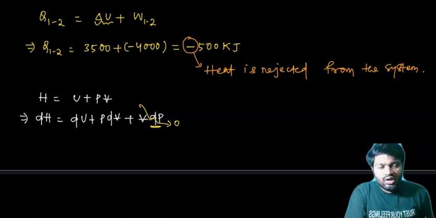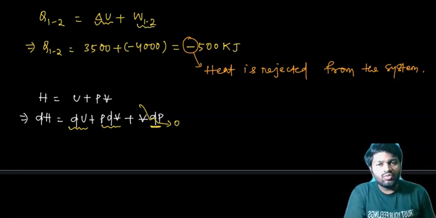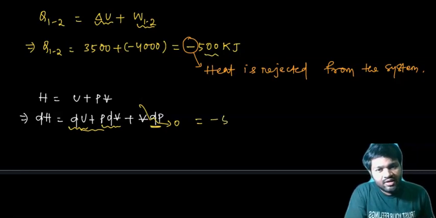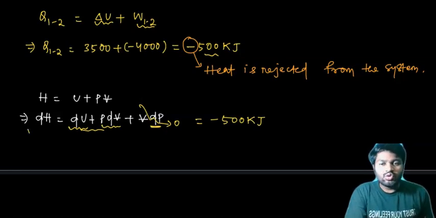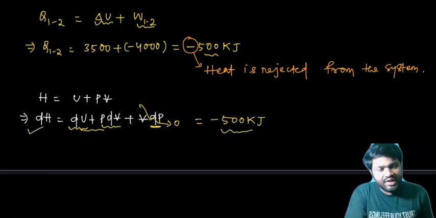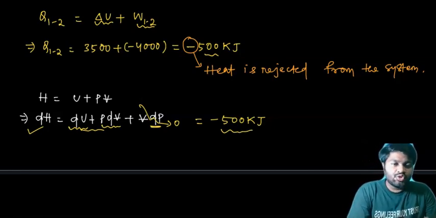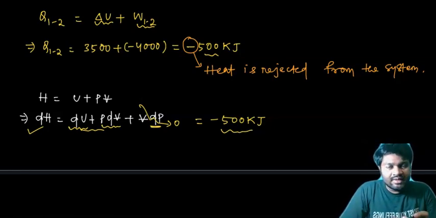Now we already know this value dU and this value, that is PdV, right? Because this W12 was simply your PdV. So already we have calculated this value, and this value we calculated over here, this is minus 500 kilo. So dH value will also be minus 500 kilo. In this case we can see one thing, that the heat interaction during this process will be equal to the change in enthalpy, right?